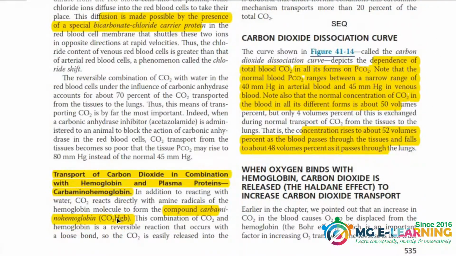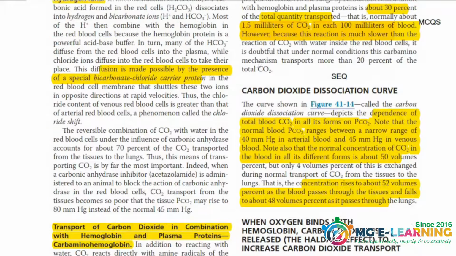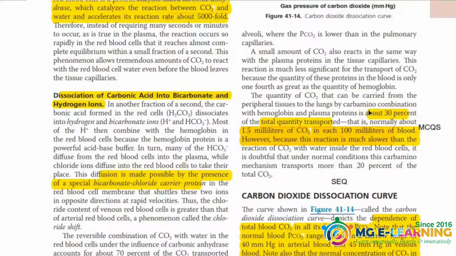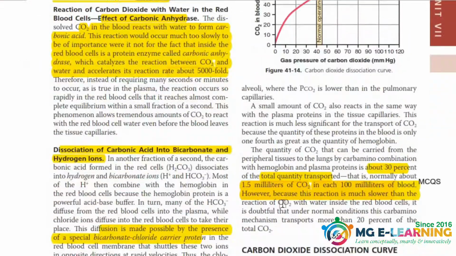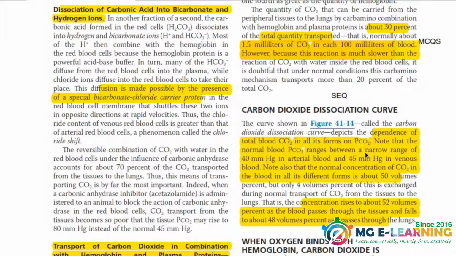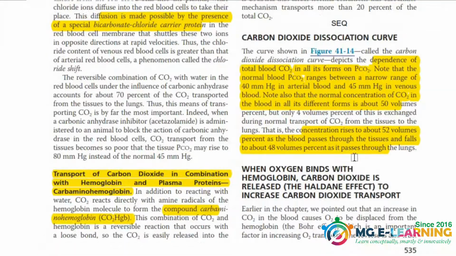Then transport of carbon dioxide in combination with hemoglobin. This is important for your SCQ point, as well as for your MCQ. And this is another important MCQ of this topic. Then the next topic, carbon dioxide dissociation curve. This curve is very important for your SCQ, and this is the text related with that curve, so do them thoroughly. Next topic is important for your concepts.